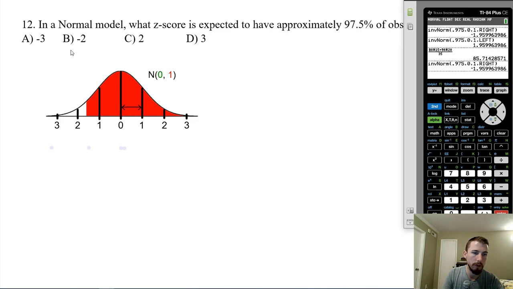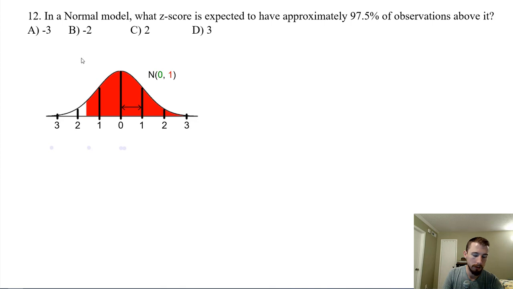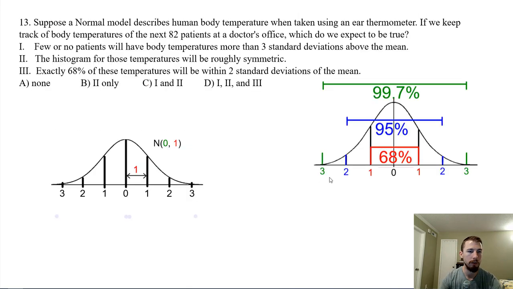If you're measuring percentiles from the left, then you would get the positive value, which would be about +2. But because we're measuring from the right, because we want to know the area above it, it would be -2. Again, a pretty common mistake we went over at the beginning.